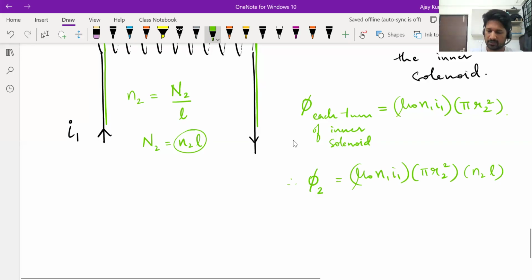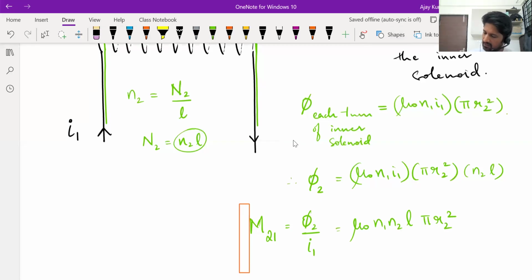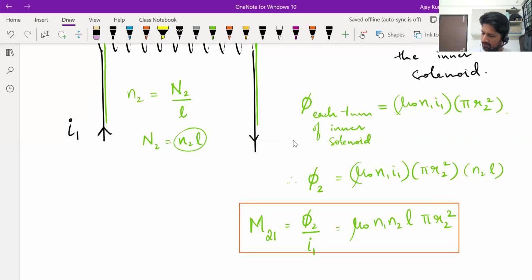Then we are in a position to express mutual inductance. So mutual inductance of 2 with respect to 1 is phi 2 divided by I1. If you divide by I1, this I1 gets removed from the equation. And what will you be left with? Mu naught N1 N2 L pi R2 square. That's the mutual inductance between these two solenoids. But we derived this by considering current in the outer solenoid and flux in the inner solenoid.